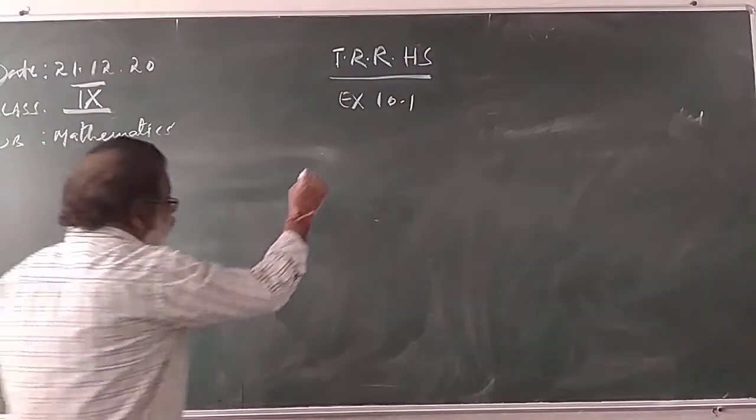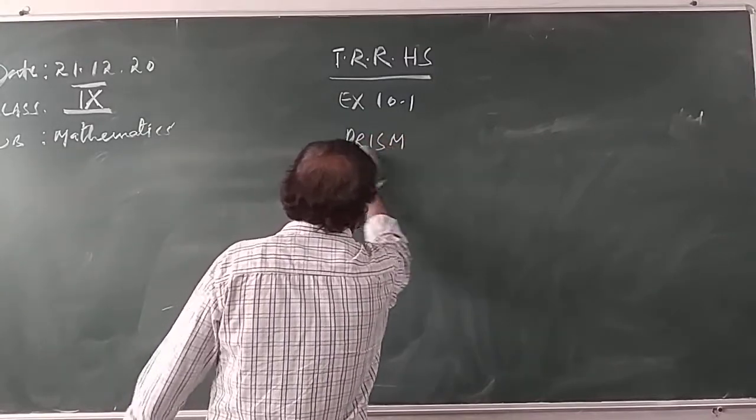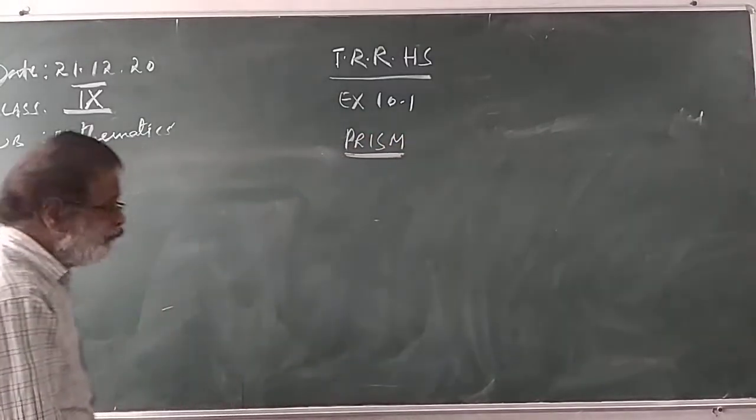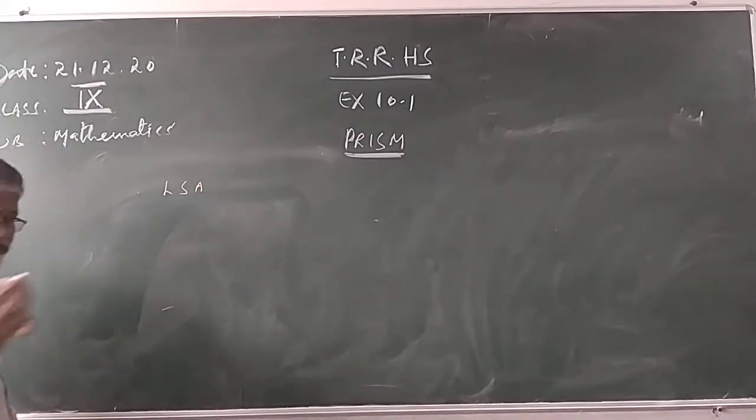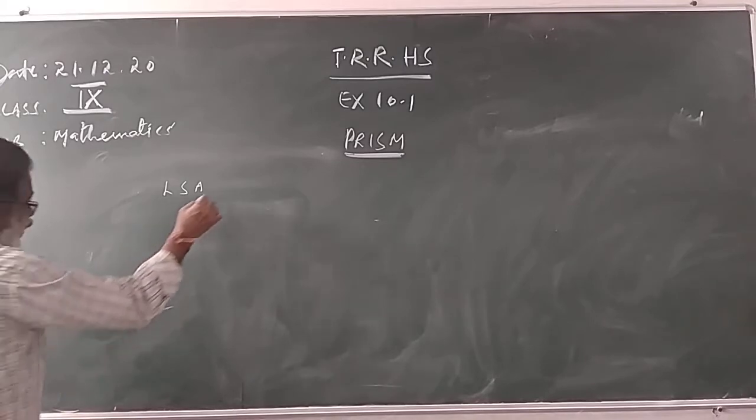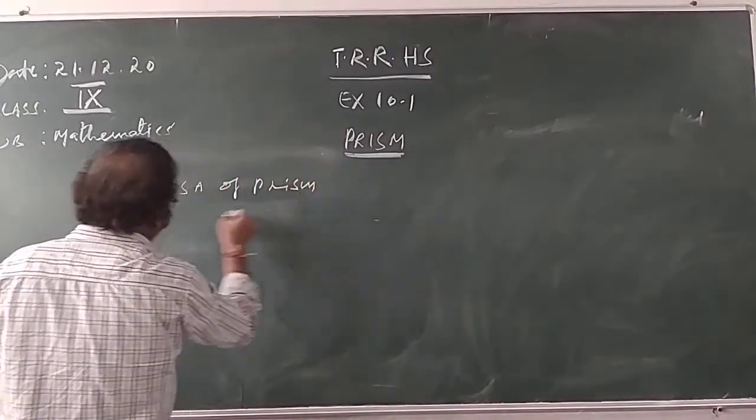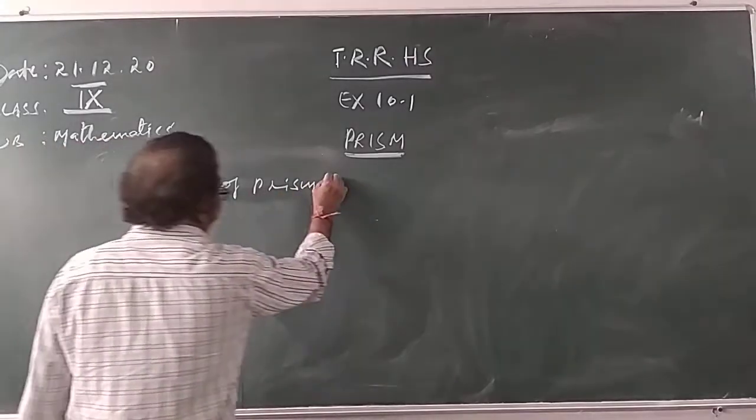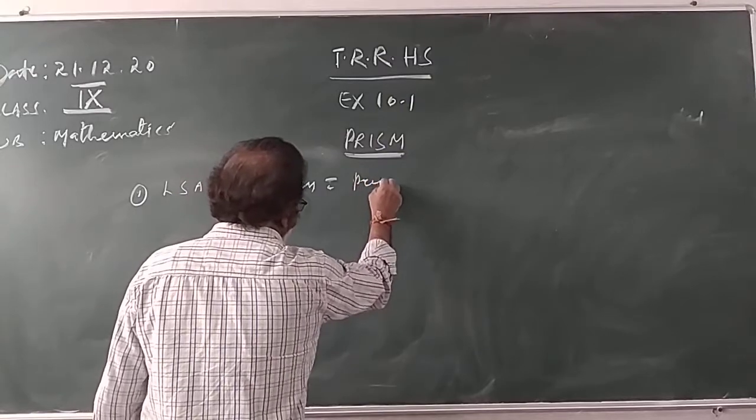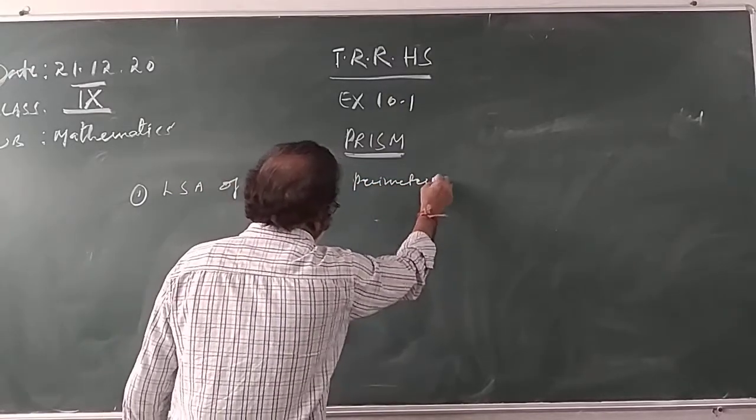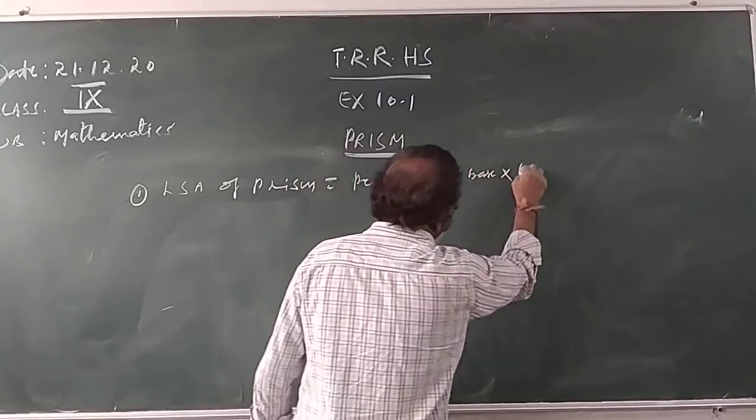You take the first prism formula, the LSA. LSA means the lateral surface area. LSA of a prism is equal to the perimeter of the base into height.